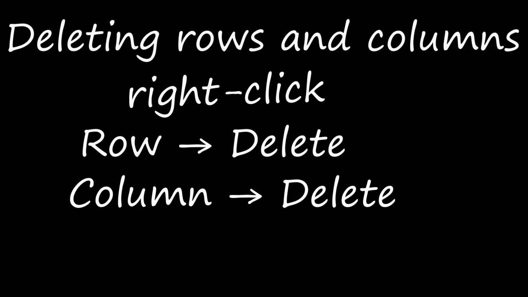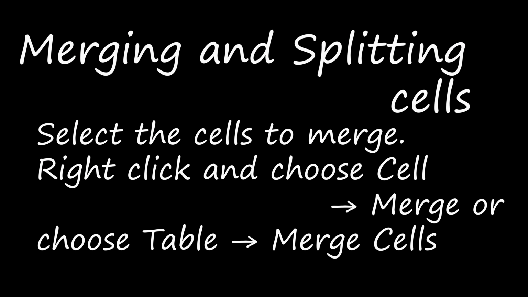And next one is about merging. Merging means you are joining two cells into a single cell. For that also, same like deleting and inserting. You have to select the two cells which you have to merge, right click, and select cell merge, or you can go to table in the top menu bar and select merge cells from that menu, right?